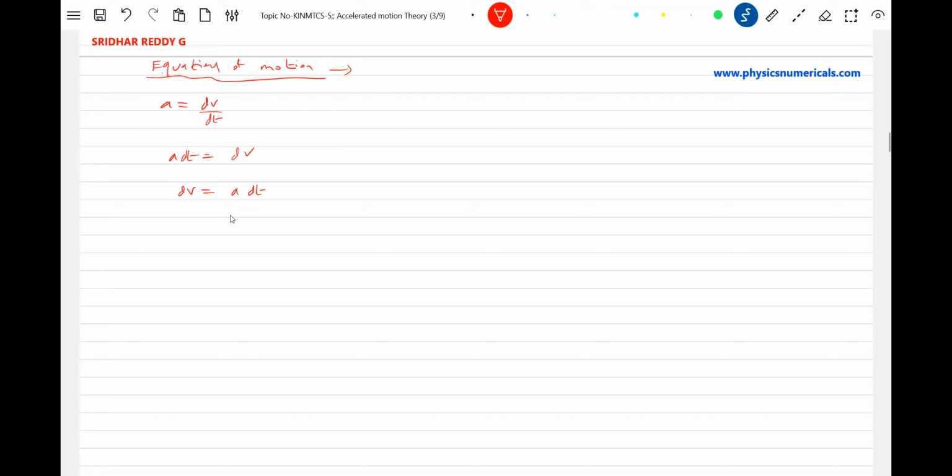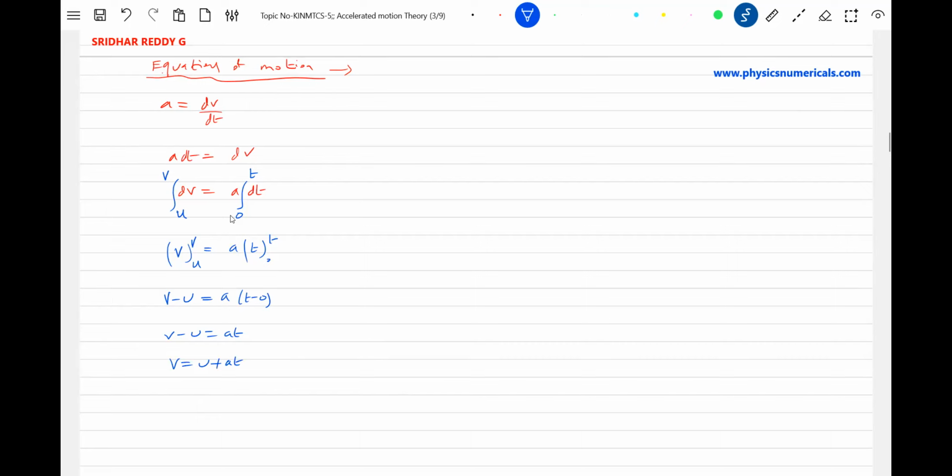At t equal to 0, as a is a constant, I'll take it outside. So at t equals 0, what is the initial velocity of the body? u. At any instant of time t, let v be the velocity. So the integral of dv will become v, upper limit v and lower limit u. a will be from t 0 to t. So upper limit minus lower limit: a into t minus 0. So v minus u equals at.